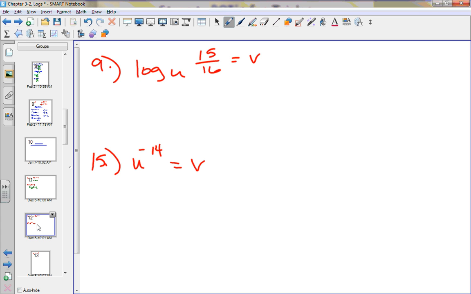Number 9. Rewrite each equation in exponential form. We're going right back to problems 1 through 4, right? So what's my base? Good job. 15. Rewrite each equation in logarithmic form. So we're going right back to writing it as a logarithm. What's that base going to be? Log base u of v equals negative 14. Good.